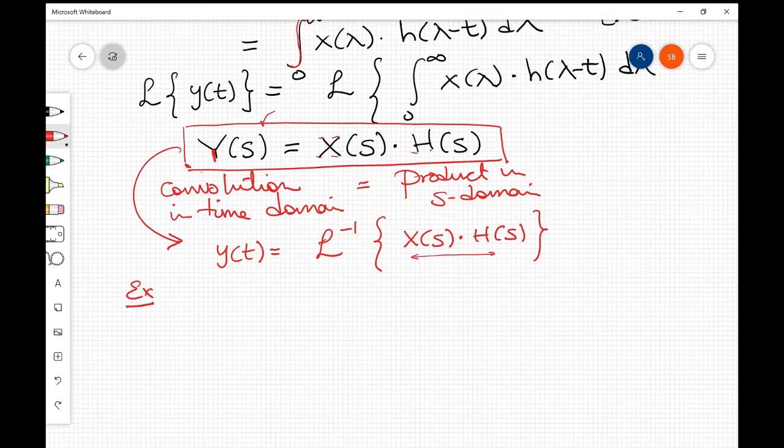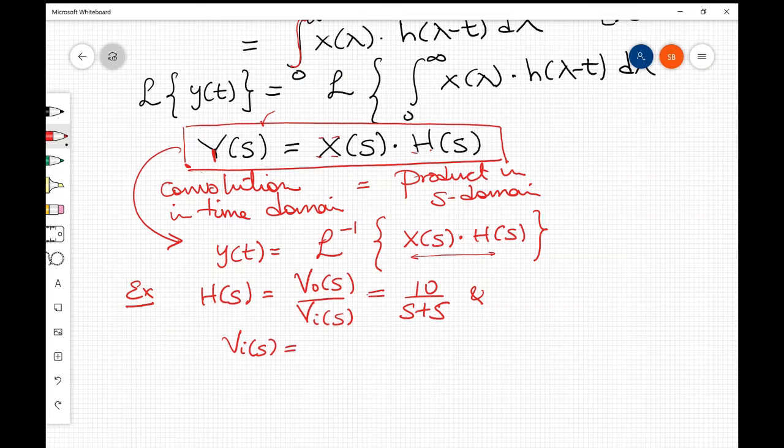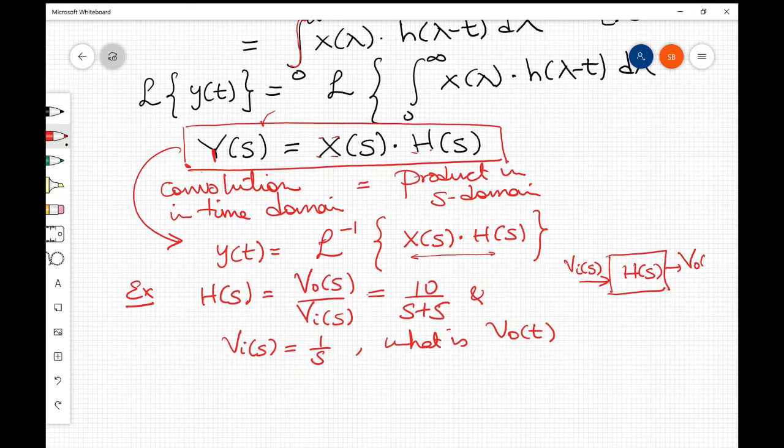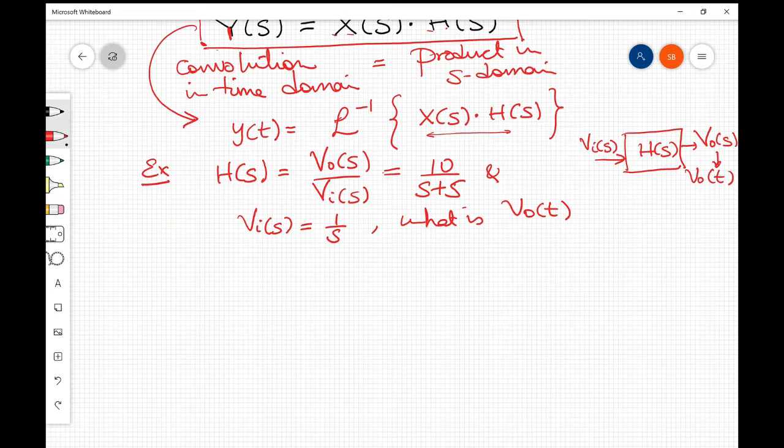For example, let's say H(s), which is Vo(s) over Vi(s) as we have seen previously, is equal to 10 over s plus 5. And if Vi(s) is equal to 1 over s, then what is vo(t)? This is the same system as we have seen earlier. We have H(s) here, and Vi(s) is given. Now from Vo(s) we can compute vo(t). So when we have a problem like this, how do we solve it?